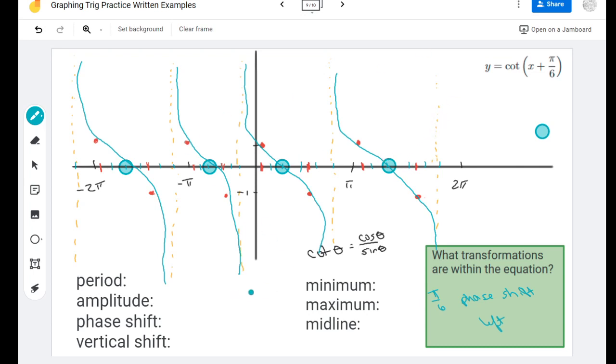Alright, so let's look at this. There's no minimum, no maximum, no midline because it's a tangent function. We had a phase shift to the left by pi over 6. We did not have a vertical shift. There's no amplitude. And our period, we did not do any horizontal stretches or compression, right? So that means your period is pi.